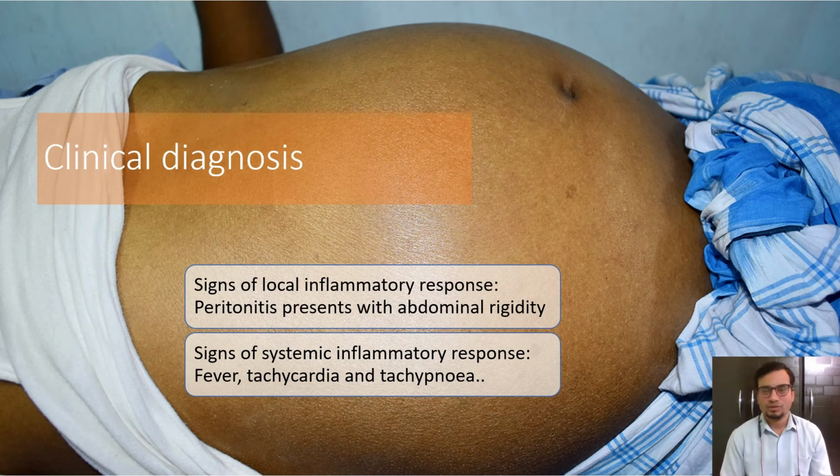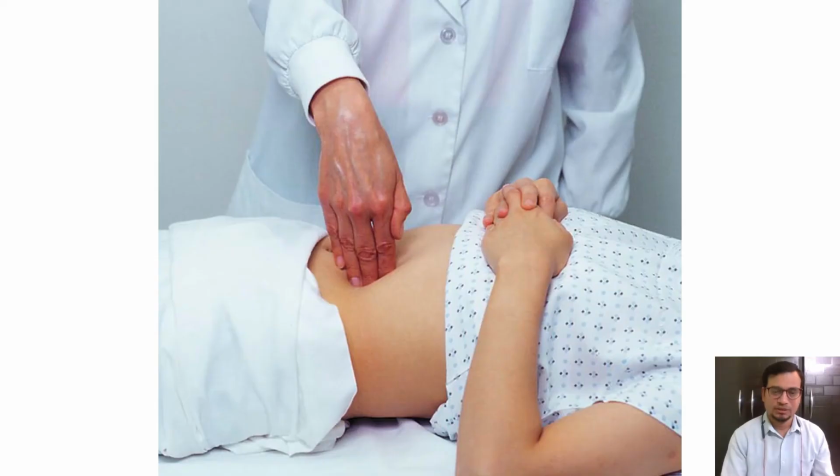How will you diagnose such cases? It's very simple. You ask the history, you do a proper and complete examination of all the systems along with detailed examination of the abdomen. That will show some signs of local inflammatory response. That will also give you some systemic inflammatory response signs, okay, like fever, tachycardia, and tachypnea.